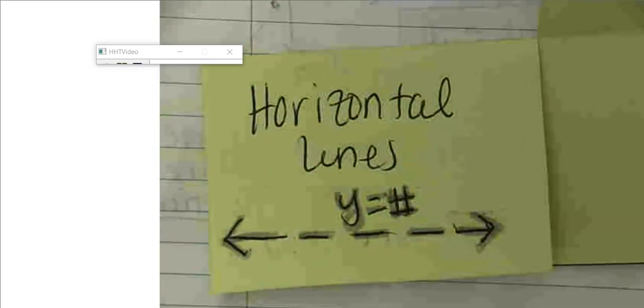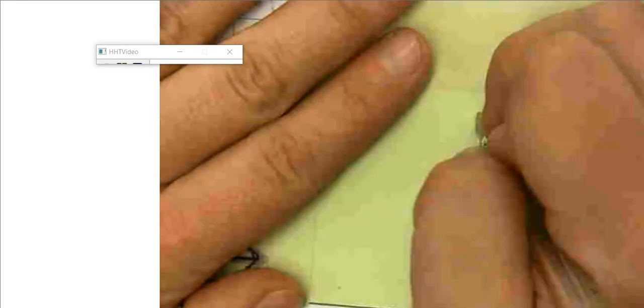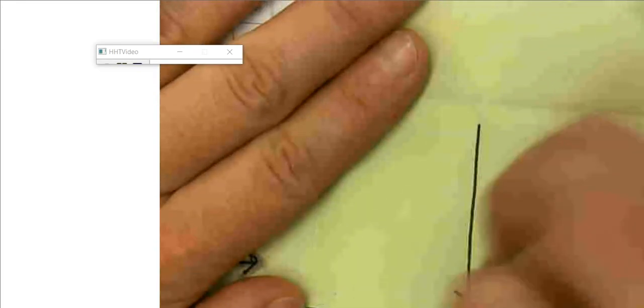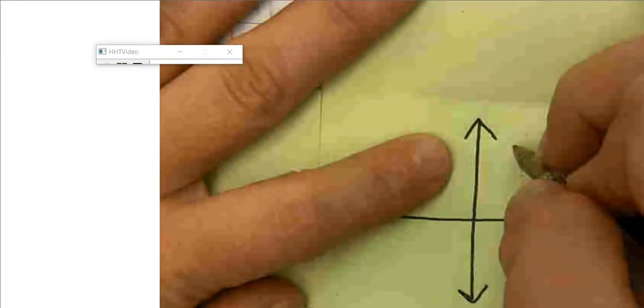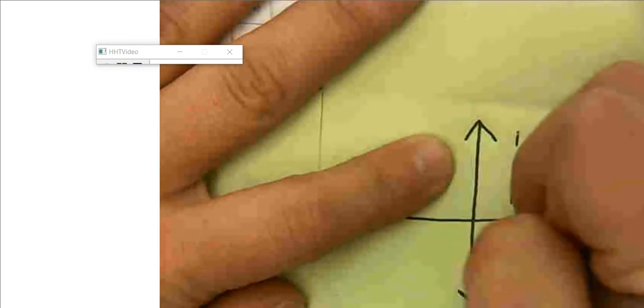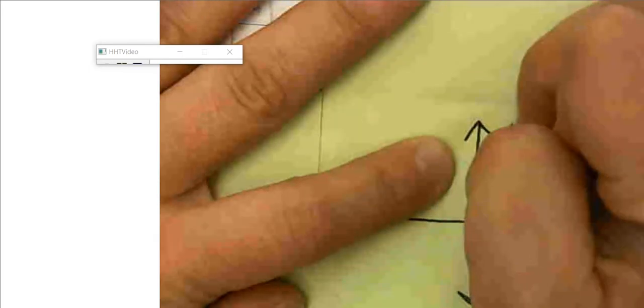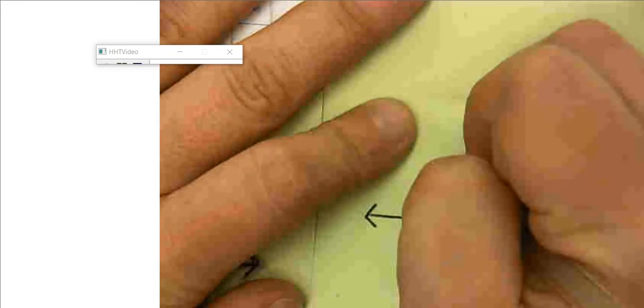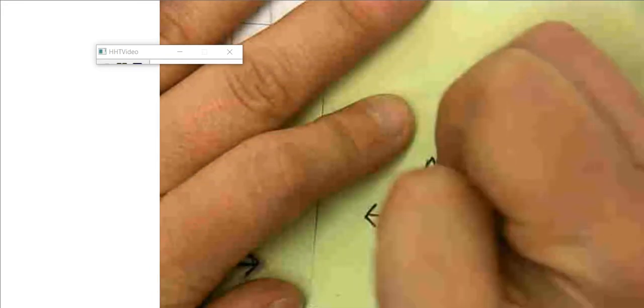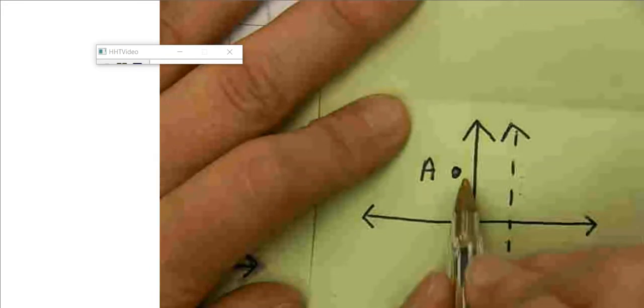Let's go ahead and talk about vertical lines. Over here, I'm going to draw a similar picture of a coordinate plane. Only this time I'm going to draw a vertical line. And I'm going to plot a point, and we're going to call it point A. And point A is some ordered pair, some x, y value.